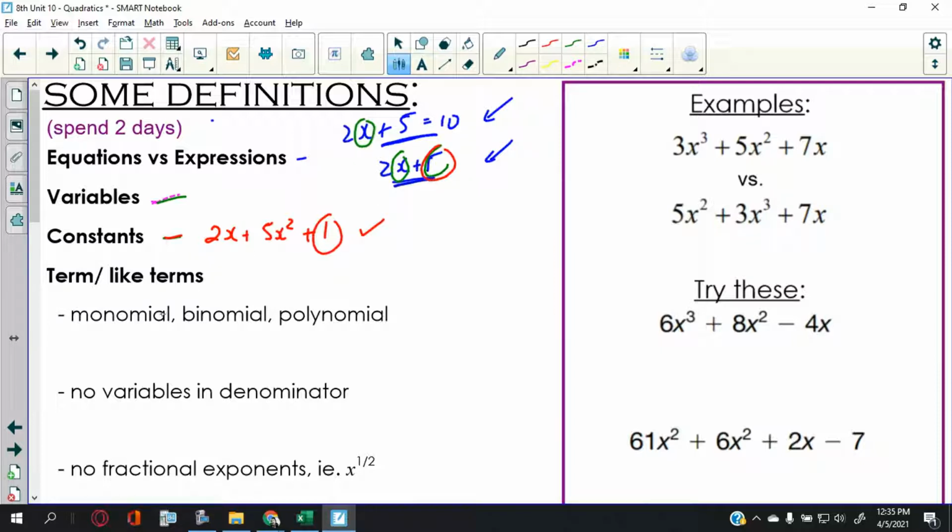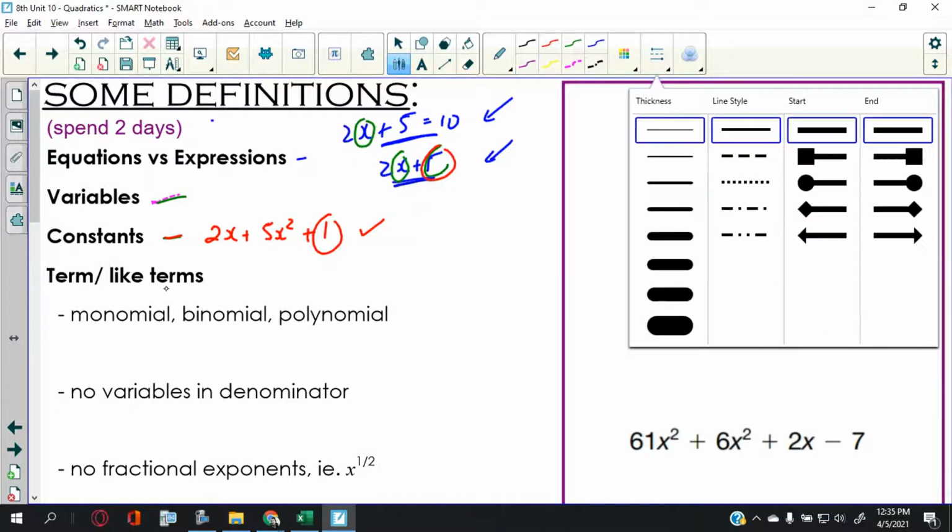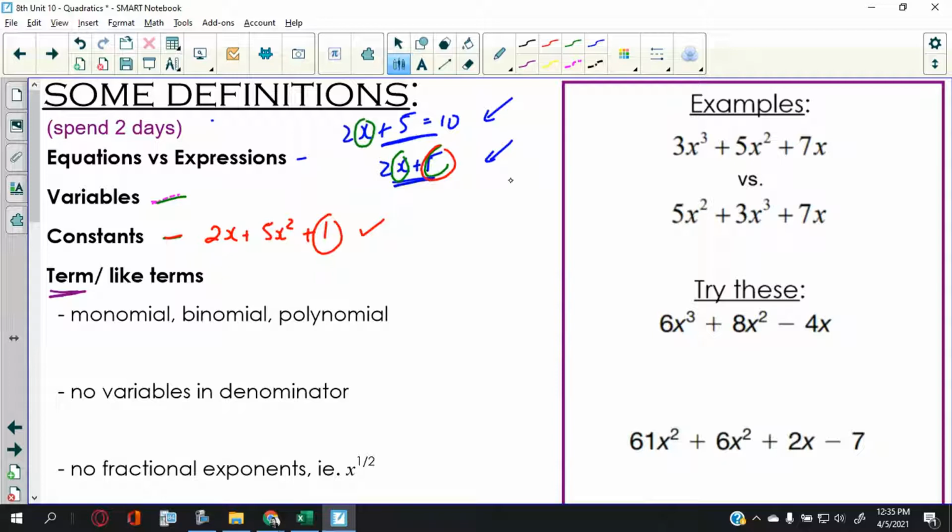Now, what are like terms? What are terms, first of all? A term is a part of a mathematical expression that is separated by a plus sign or a minus sign. See that? Plus sign or minus sign, not multiply, not divide. Plus or minus. So now, question: in this example, how many terms are there? Yeah, there are 3 terms.